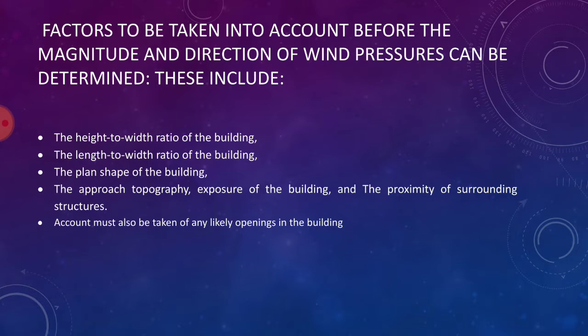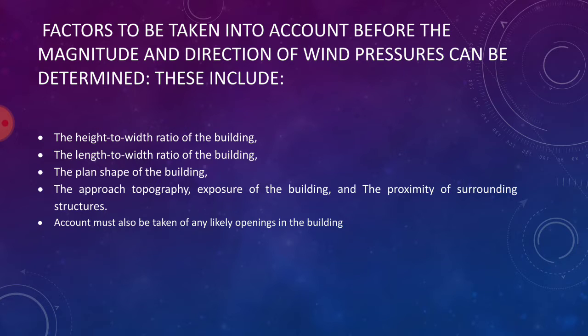Next, factors to be taken into account before the magnitude and direction of wind pressures can be determined. These include the height to width ratio of the building and the length to width ratio of the building. This basically means, of course, the bigger, the wider your building, the taller your building. All this plays a role because this will determine how much wind comes bashing at the face of your building, also how much wind tends to accumulate at the rear end of your building and provide a suction effect. So these are factors to be taken into account.